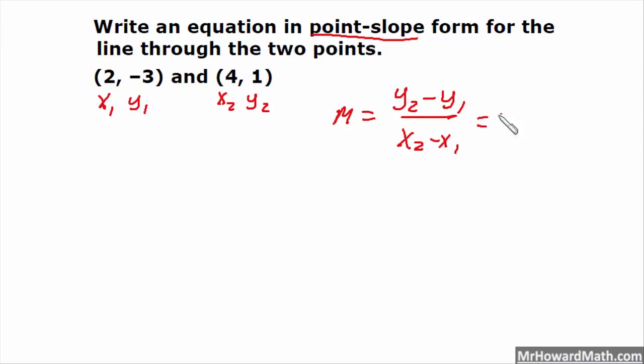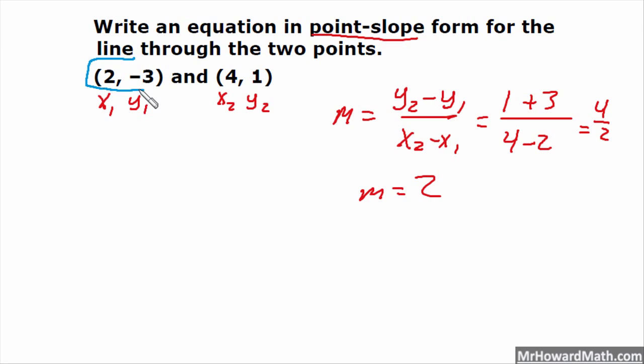So for us, that would be y2, 1 minus y1, negative 3, so that flips to a plus 3. Subtracting a negative 3 is the same thing as adding 3. Over x2, 4 minus x1, 2. So that would be 4 over 2, or just 2. So my slope is 2. Now I can choose the point. We're actually going to write it twice. We'll use this point once, and we'll use this point second.